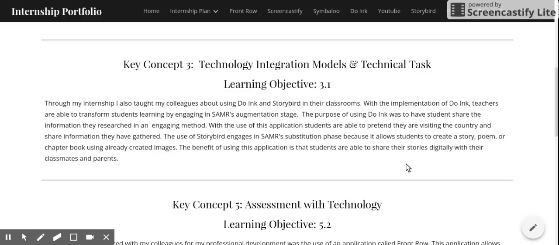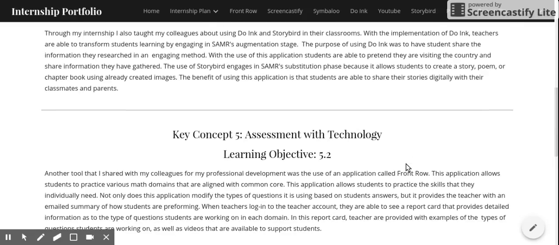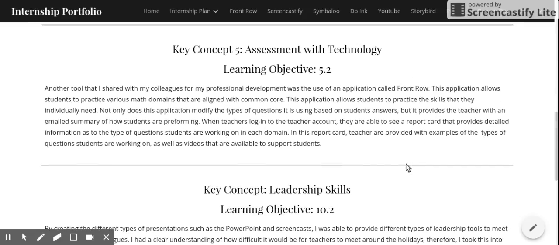The use of Storybird engages in SAMR's substitution phase because it allows students to create a story, poem, or chapter book using already created images. The benefit of using this application is that students are able to share their story digitally with their classmates and parents. Another concept that I met was Key Concept 5, Assessment with Technology, and Learning Objective 5.2.